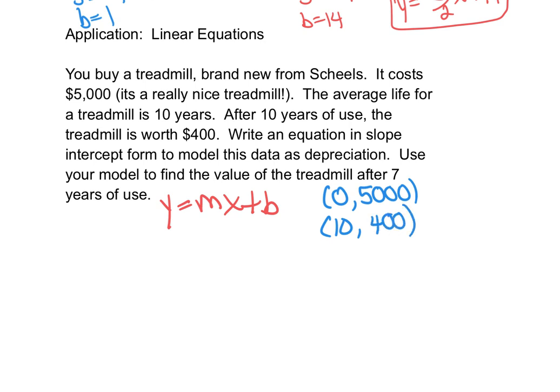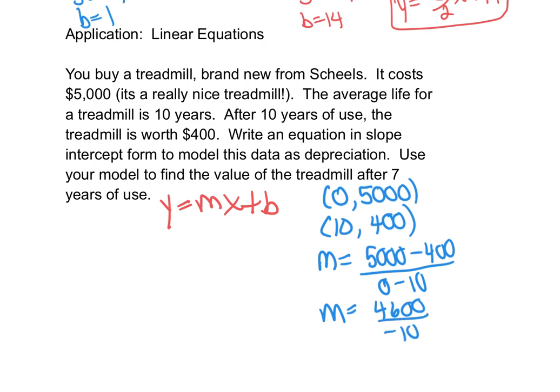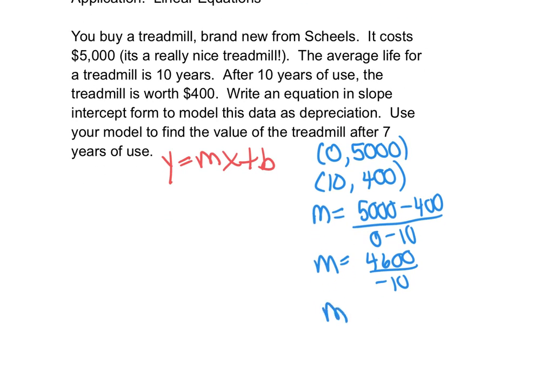Which means we have a slope that we can find. So our slope is going to be m equals change in y, so we're going to have 5,000 minus 400 over 0 minus 10. So our slope is going to be 4,600 over -10, which simplifies to -460. Essentially what that means, every year the treadmill depreciates by $460, okay?